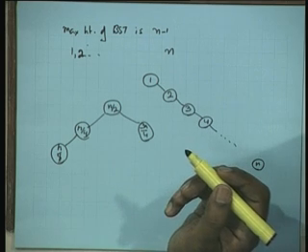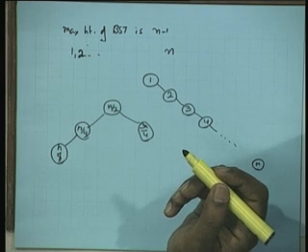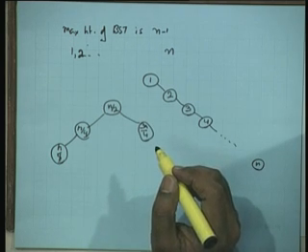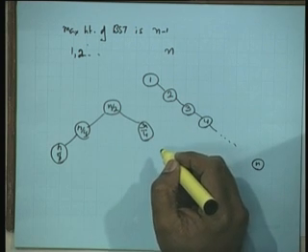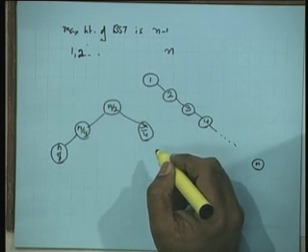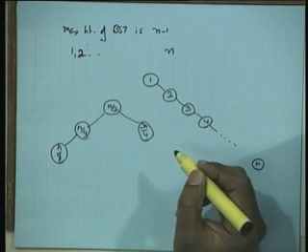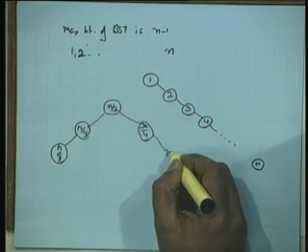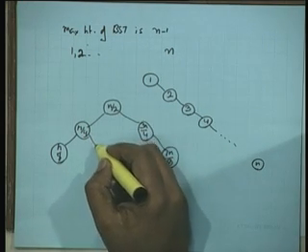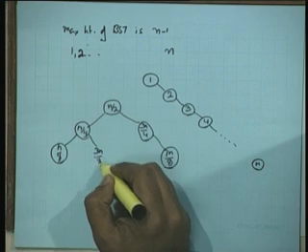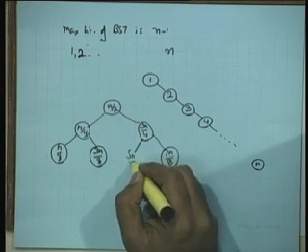Suppose I insert 7n by 8. If I insert 7n by 8, what happens? 7n by 8 goes on the right side. Can I insert 7n by 8 at this point? No harm, I can also insert it here. 7n by 8 will always come here. Now I can insert my 3n by 8, and now I have to insert 5n by 8, which will come here.